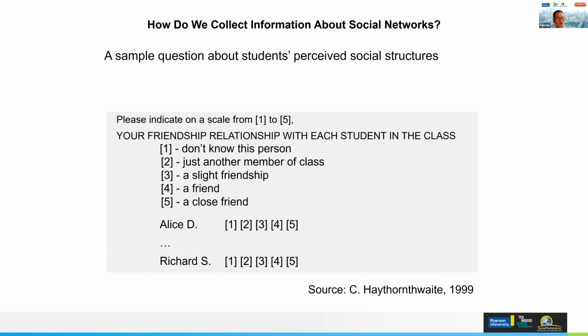Please indicate on a scale of 1 to 5 your friendship relationship with each student in the class. So the respondent would have to check and select from one of these choices.